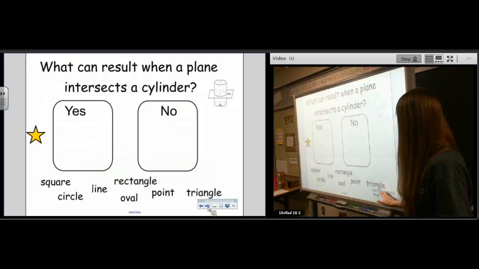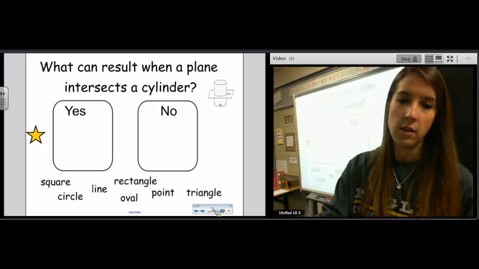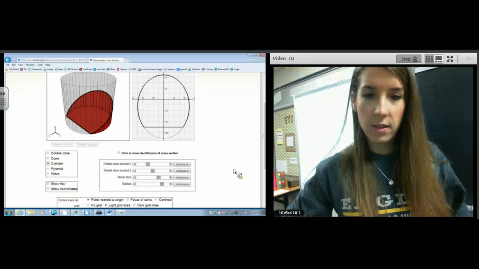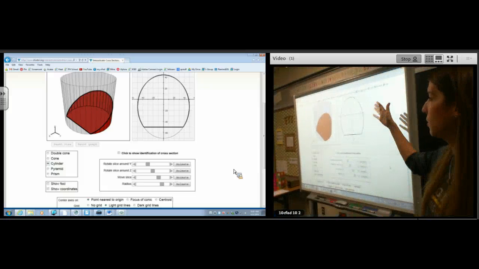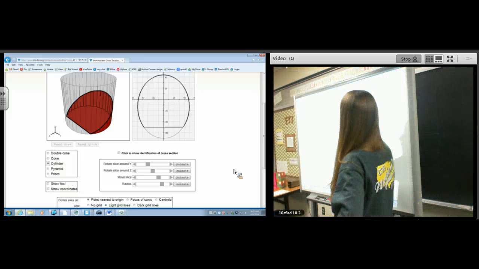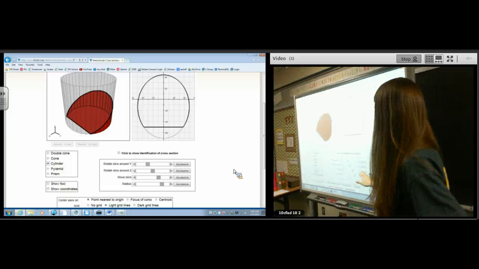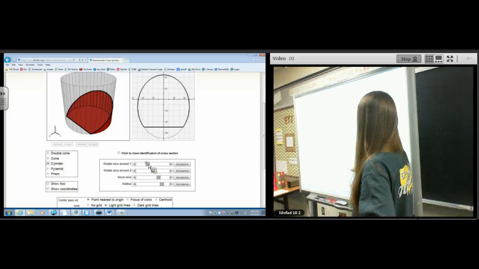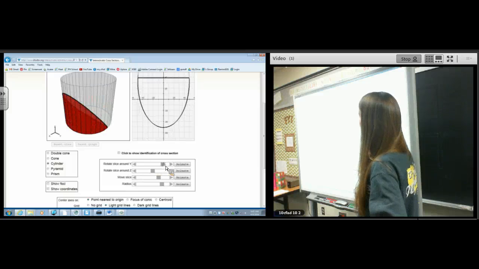So let's take a look at this. What can result when a plane intersects a cylinder? I want you to think about what cross section. I love this website because it really shows you what you get when you are cutting through a 3D solid. Over here it shows you what 2D figure you get. This is not really anything at all right now, but you can drag these at the bottom and rotate it.